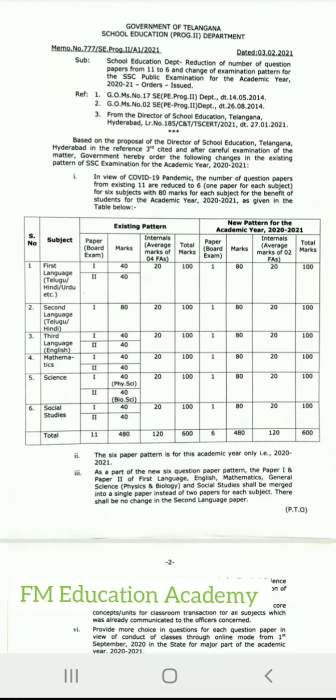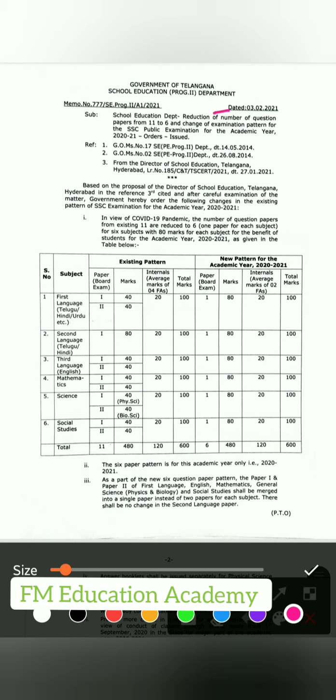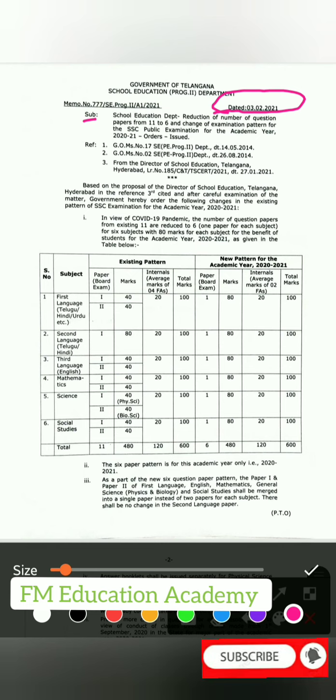In this video, we are going to discuss how the exam paper pattern will be for the academic year 2020 to 2021. This was recently issued by the government today only, that is 3rd February 2021. The subject is School Education Department, reduction of number of question papers from 11 to 6.